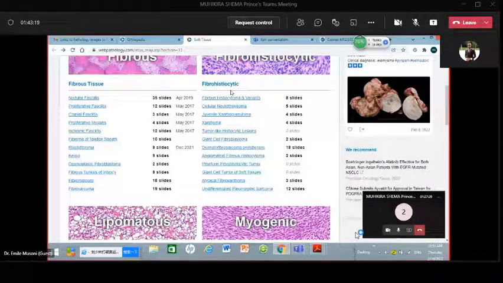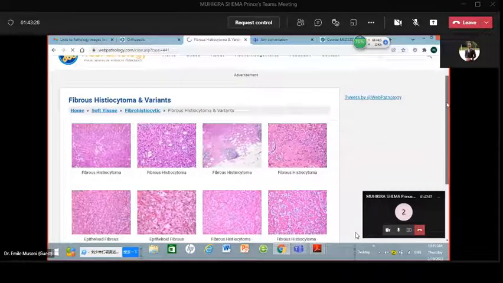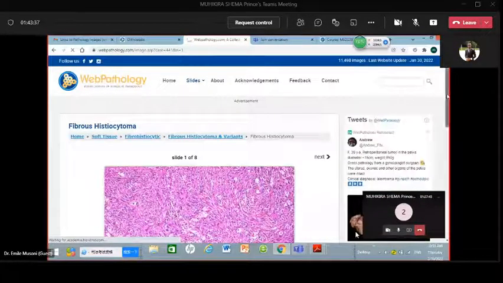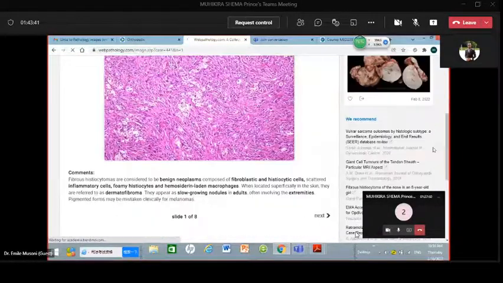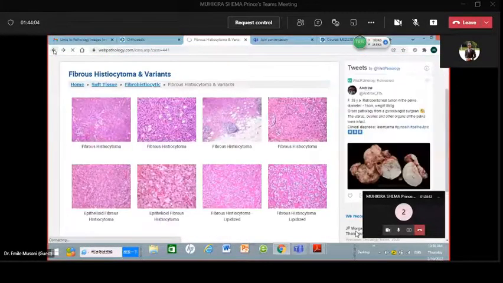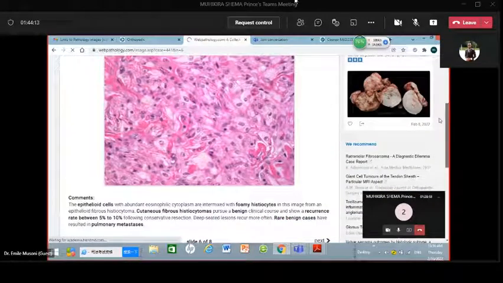Histiocytic, you can see this one. Fibrous histiocytoma. These are some histiocytic cells. Foamy histiocytes, this one, whitish, like this one. These are those histiocytes. Foamy histiocytes. This is the case where it is benign.